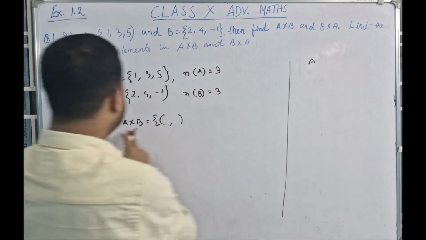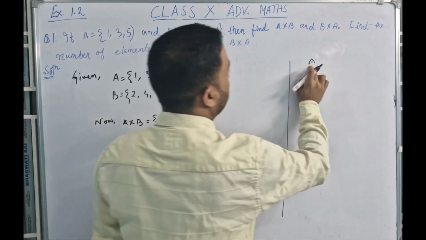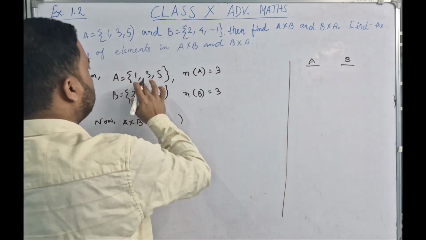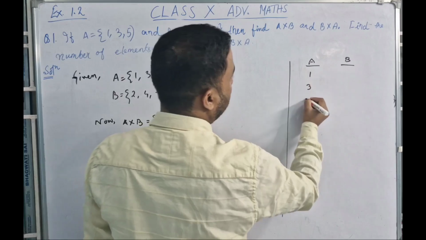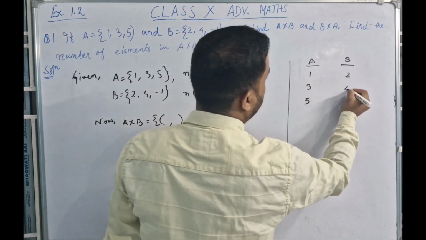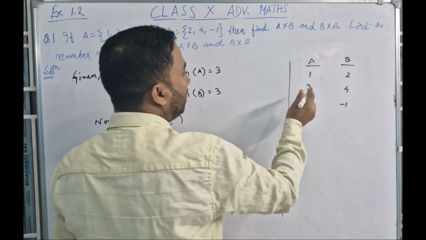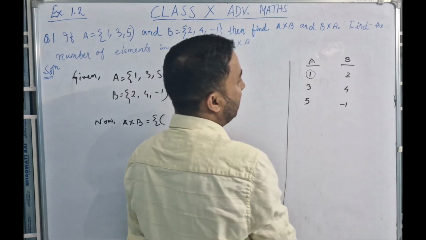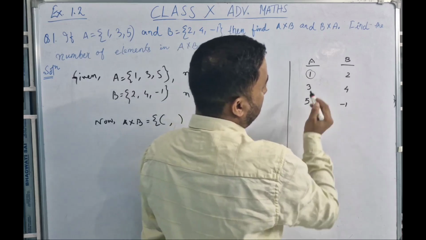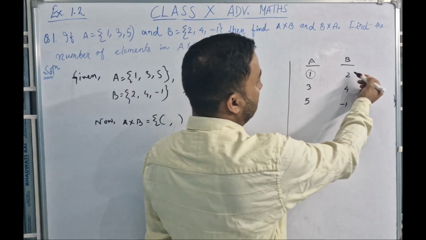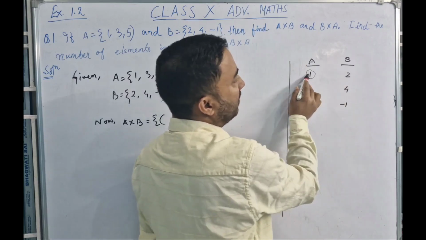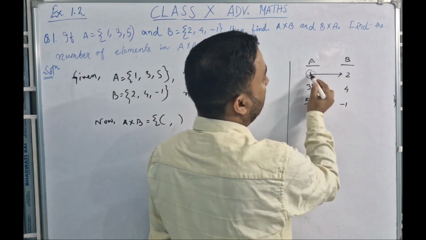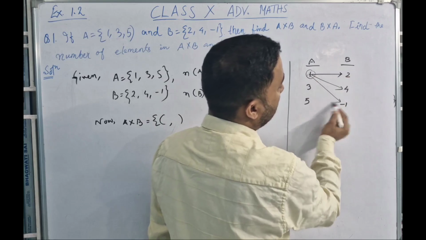Write the first set. Since we are going to find A cross B, first you have to write A, then the set B. Then what are the elements of set A? You just write it vertically: 1, 3, 5. Here B: 2, 4, minus 1. Now as we have already learnt, for this first element in the set A, we will get three ordered pairs. What will be those three ordered pairs? (1, 2), then (1, 4) and (1, minus 1).